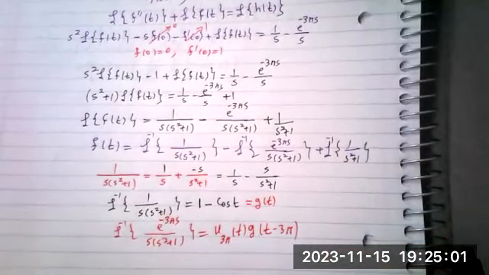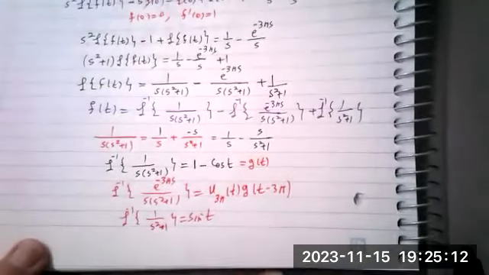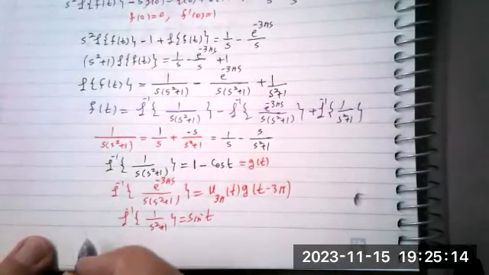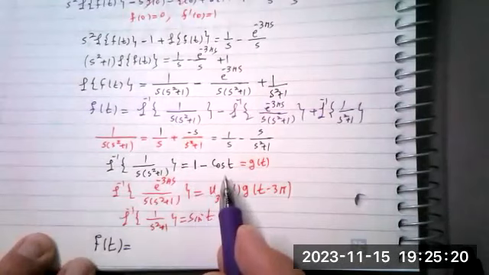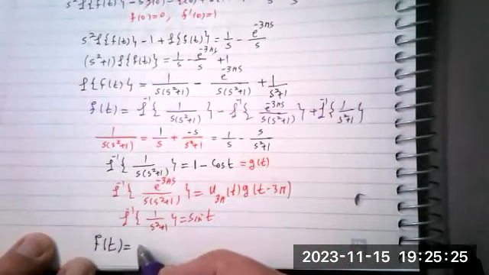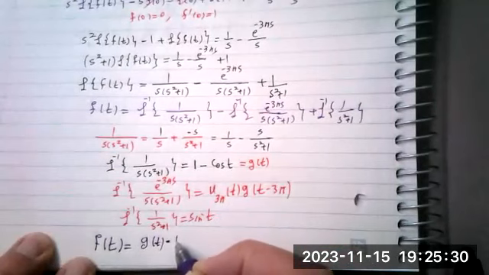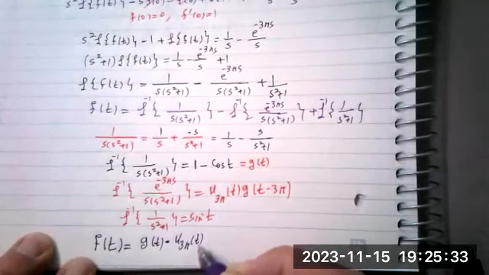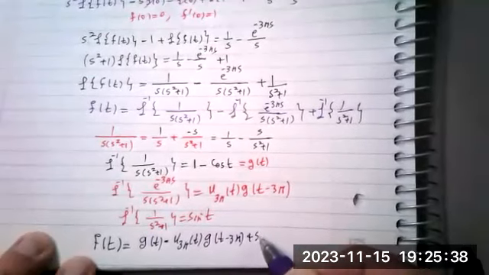Will that save you time? And the Laplace inverse of the last one, we know it. Laplace inverse of 1 over s squared plus 1 is simply sine t. So in short, this is the final answer. f of t is equal to 1 minus cosine t, or just g of t. So in short, it's going to be g of t minus u at 3 pi times g of t minus 3 pi, plus sine of t.